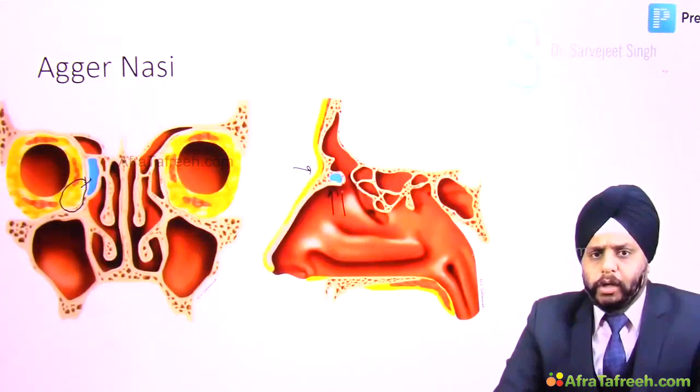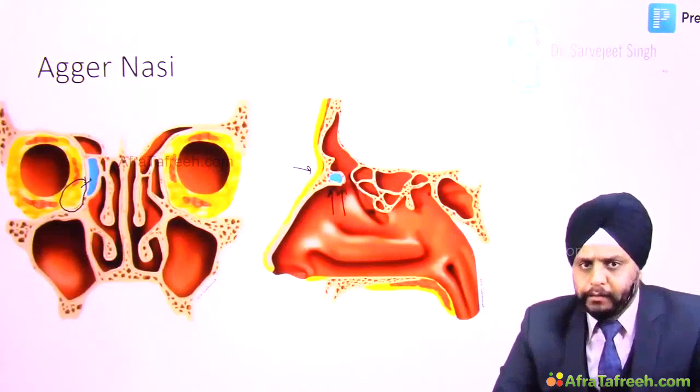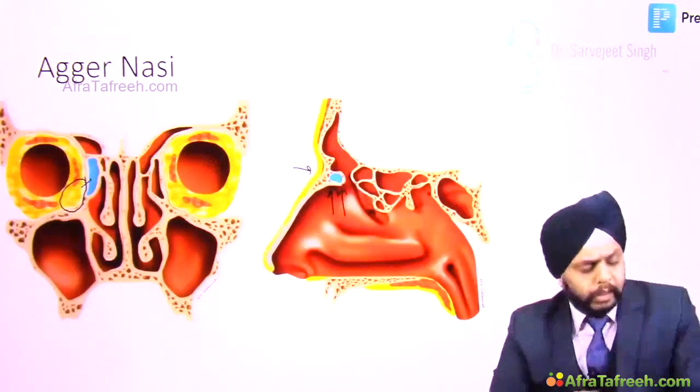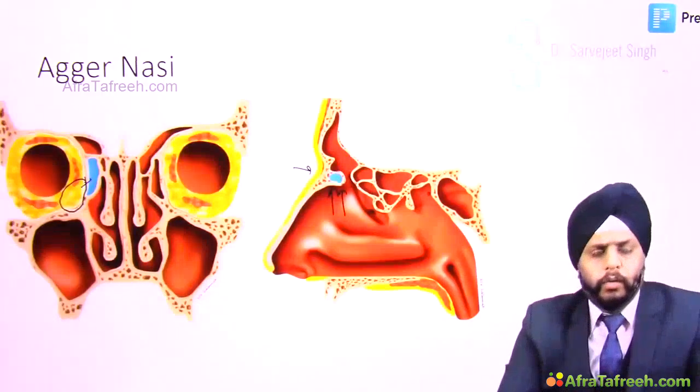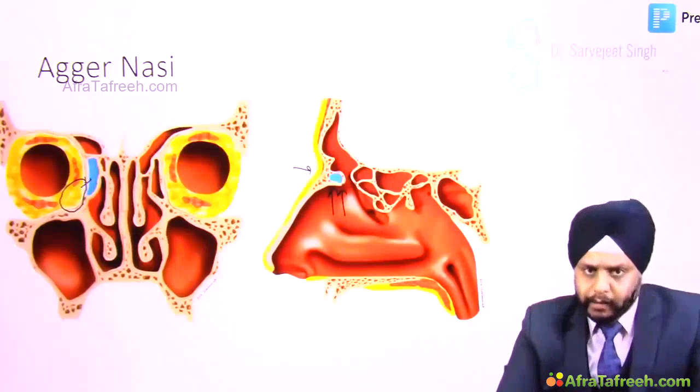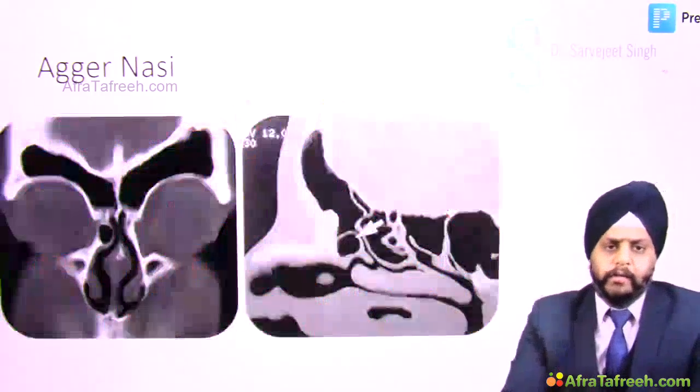Very clearly you can see the agger nasi cell. A similar picture was asked in the AIIMS exam, June 2020, where you were asked to identify the agger nasi cell. Right, let's look at the CT scan over here.